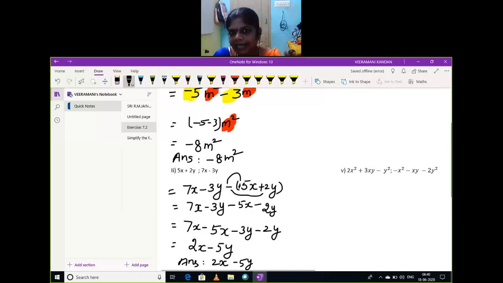Okay, children, first you write the second expression first. So, 7x minus 3y minus of 5x plus 2y. Next, 7x minus 3y. Let's multiply with the minus. So, minus 5x minus 2y. Next, grouping the like terms. 7x minus 5x, minus 3y minus 2y. These two terms are like terms and these two terms are like terms.